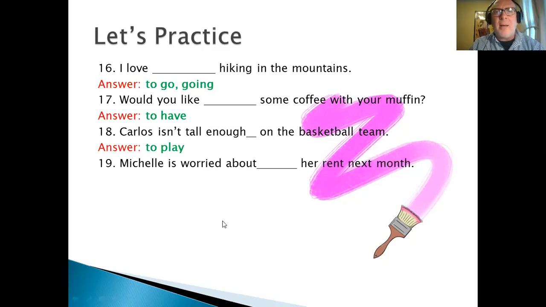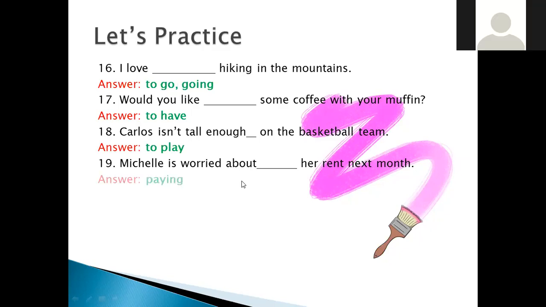Michelle is worried about her rent. Let's be careful. We have the word about. Paying. That's right. Gerund. We're going to use a gerund for that one because we have a preposition, about. Okay. Whenever you have in, on, at, from, about, for, right? Thank you for helping me. Thank you for coming today. Thank you for giving me a recommendation, right?